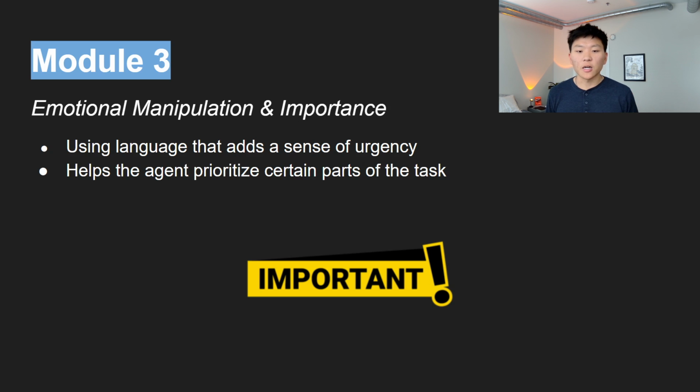Just to finish off this module real quick, we've got a section about emotional manipulation and importance. So kind of similar to the idea of Markdown with making things bold and making things look more important. But this technique involves using language that adds a sense of urgency or importance or even emotional weight in some cases. It sounds dramatic, but adding urgency can really help ensure that the agent prioritizes certain parts of a task. So, by using strong language, the agent will understand what's non-negotiable and what is particularly more important than the rest of the prompt.